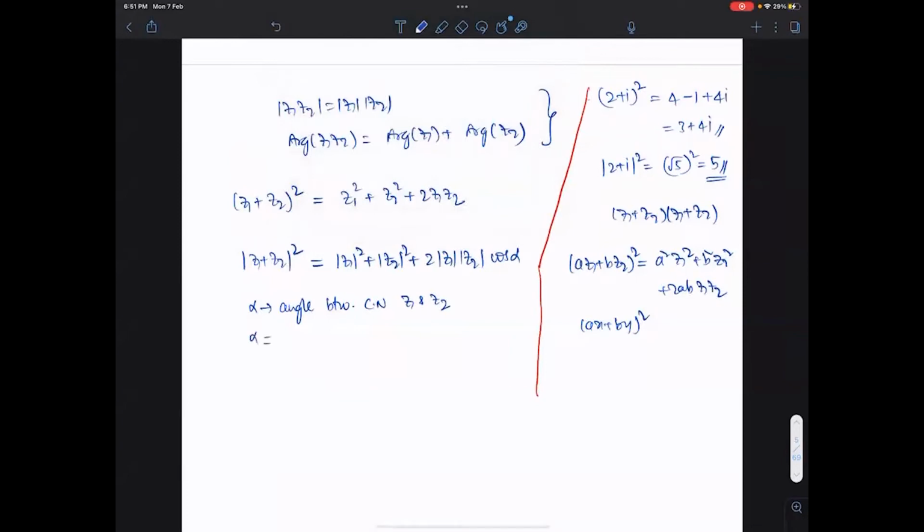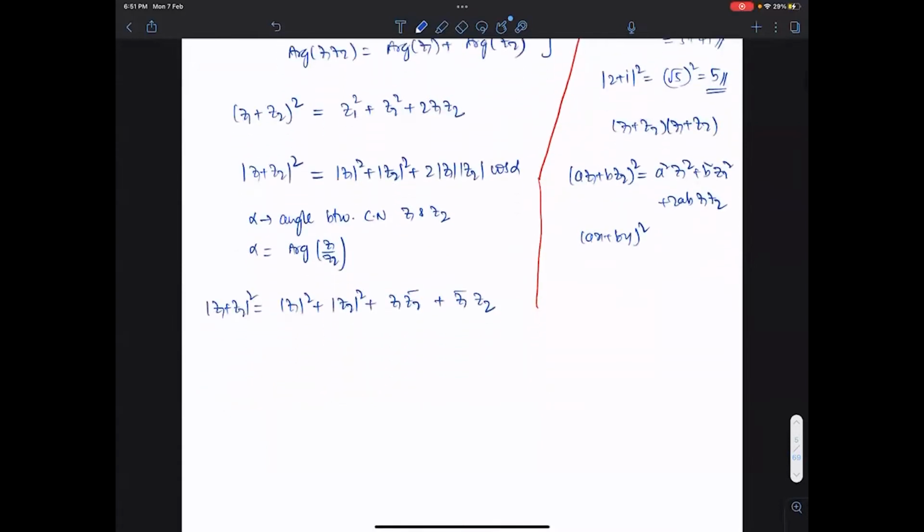Another way you can remember this is that alpha is the argument of z1 by z2. I'll come to that in just 2 minutes, what the angle between complex numbers is. Now, there is another formula: mod (z1 plus z2) whole square is mod z1 square plus mod z2 square plus z1 z2 bar plus z1 bar z2. Like this also you can write.